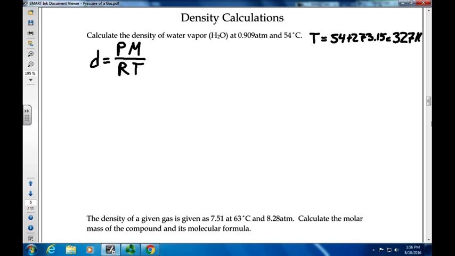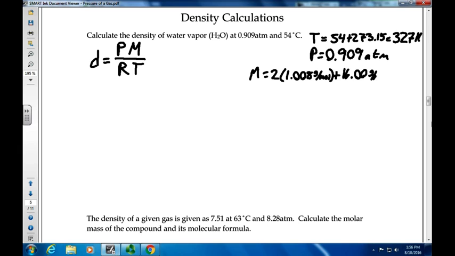So the pressure is actually given, so we can write that over here. Pressure is equal to 0.909 atmospheres. Molecular mass, we're going to put over here because we're going to need a little more space, is going to be equal to 2 times 1.008 grams per mole plus 16.00 grams per mole, which is equal to 18.02 grams per mole.